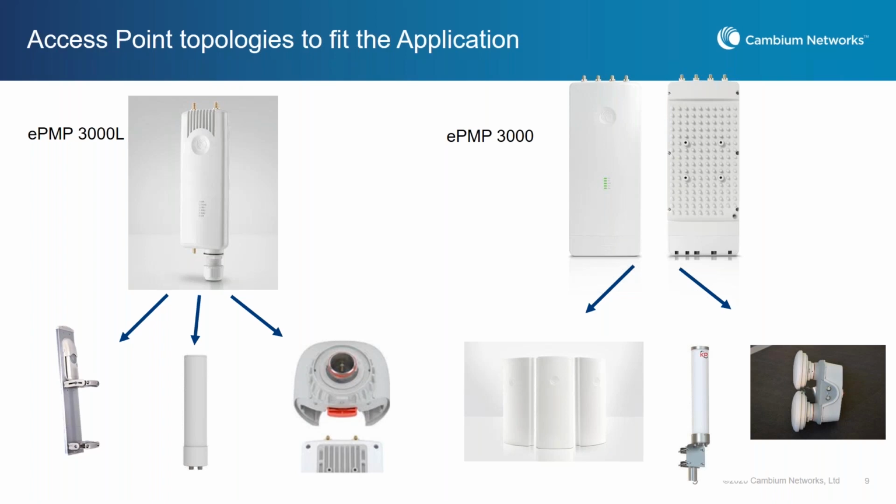And then on the full 3000, you have 3 similar options. You have the 4x4 MU-MIMO sector antenna. You have a true MU-MIMO Omni antenna from KP Performance. So KP Performance is an ecosystem partner of Cambium's. You can buy directly from KP or one of their channel partners to provide true MU-MIMO performance with an Omni.